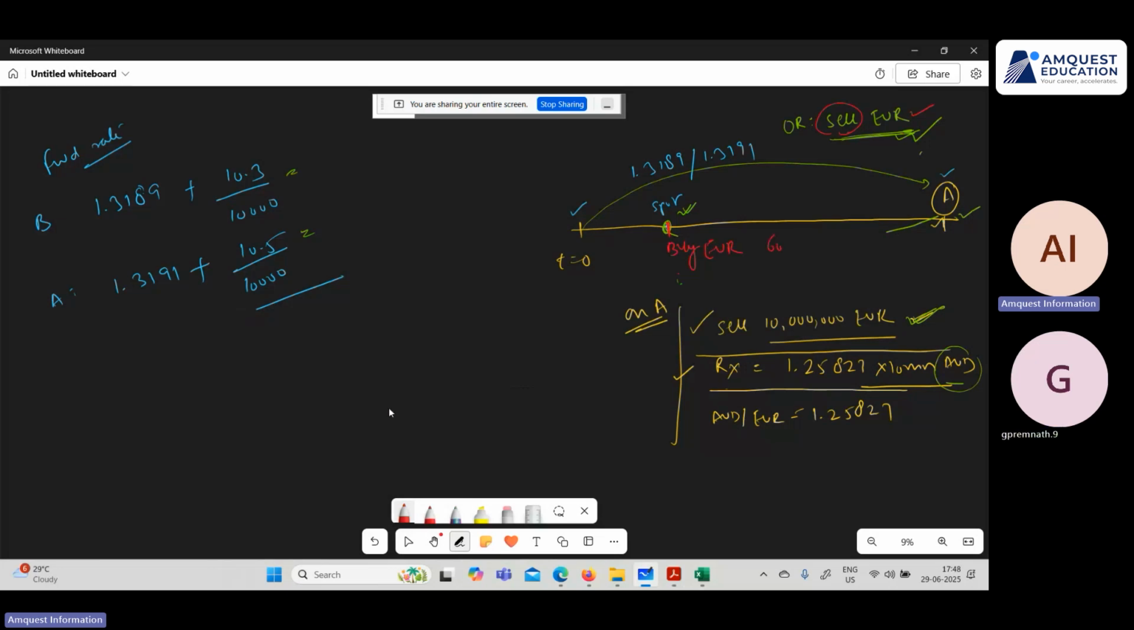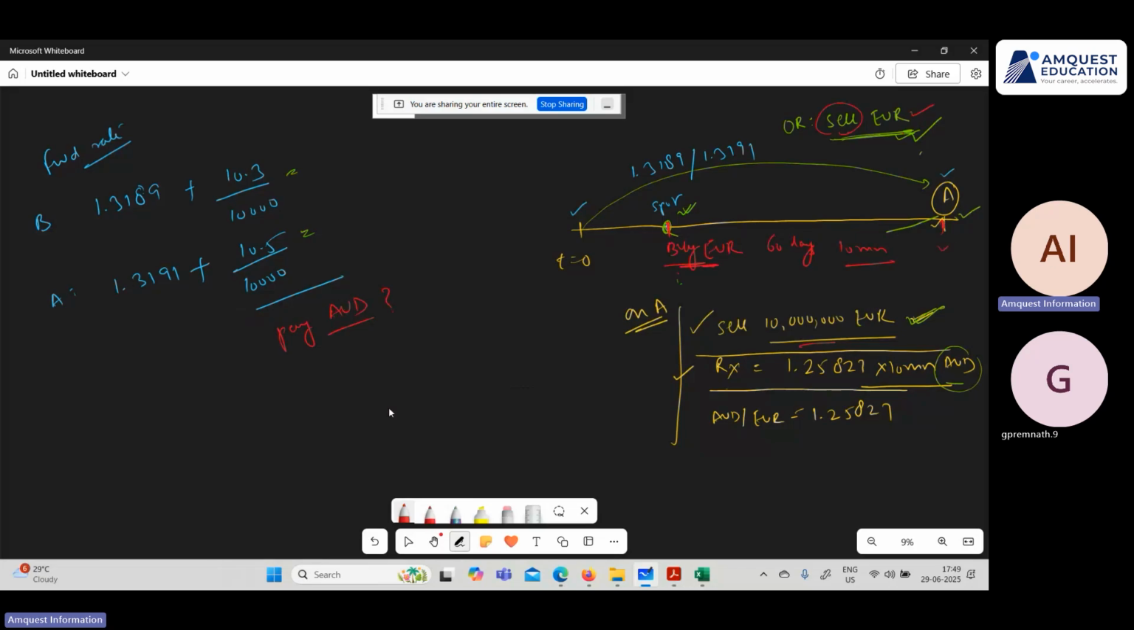For how many days? 60 days. And it was 10 million, so same on 10 million. Correct? Now think about this. If I am going to buy euro, then don't you think that I have to pay AUD? If you have to buy euro, you have to pay AUD. Clear?